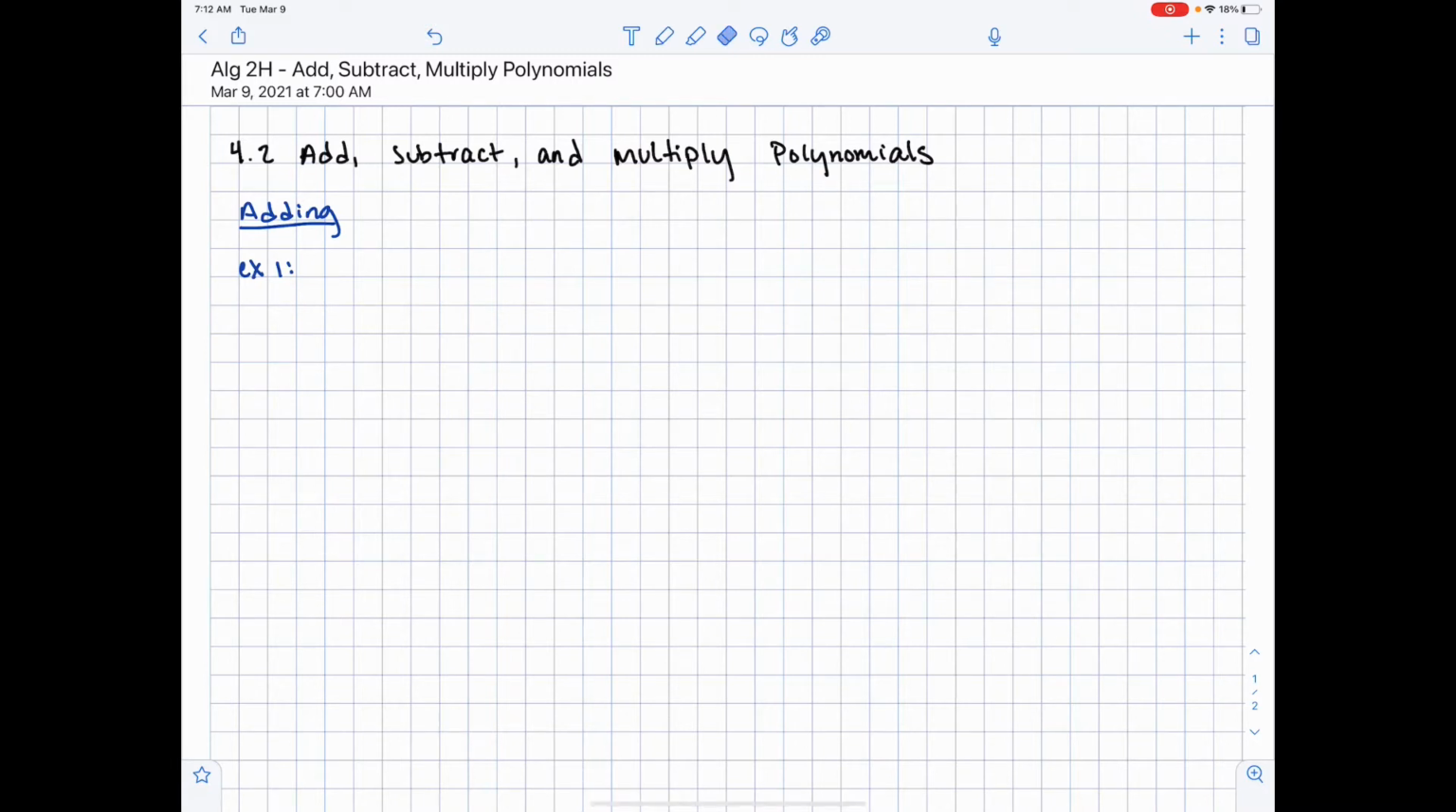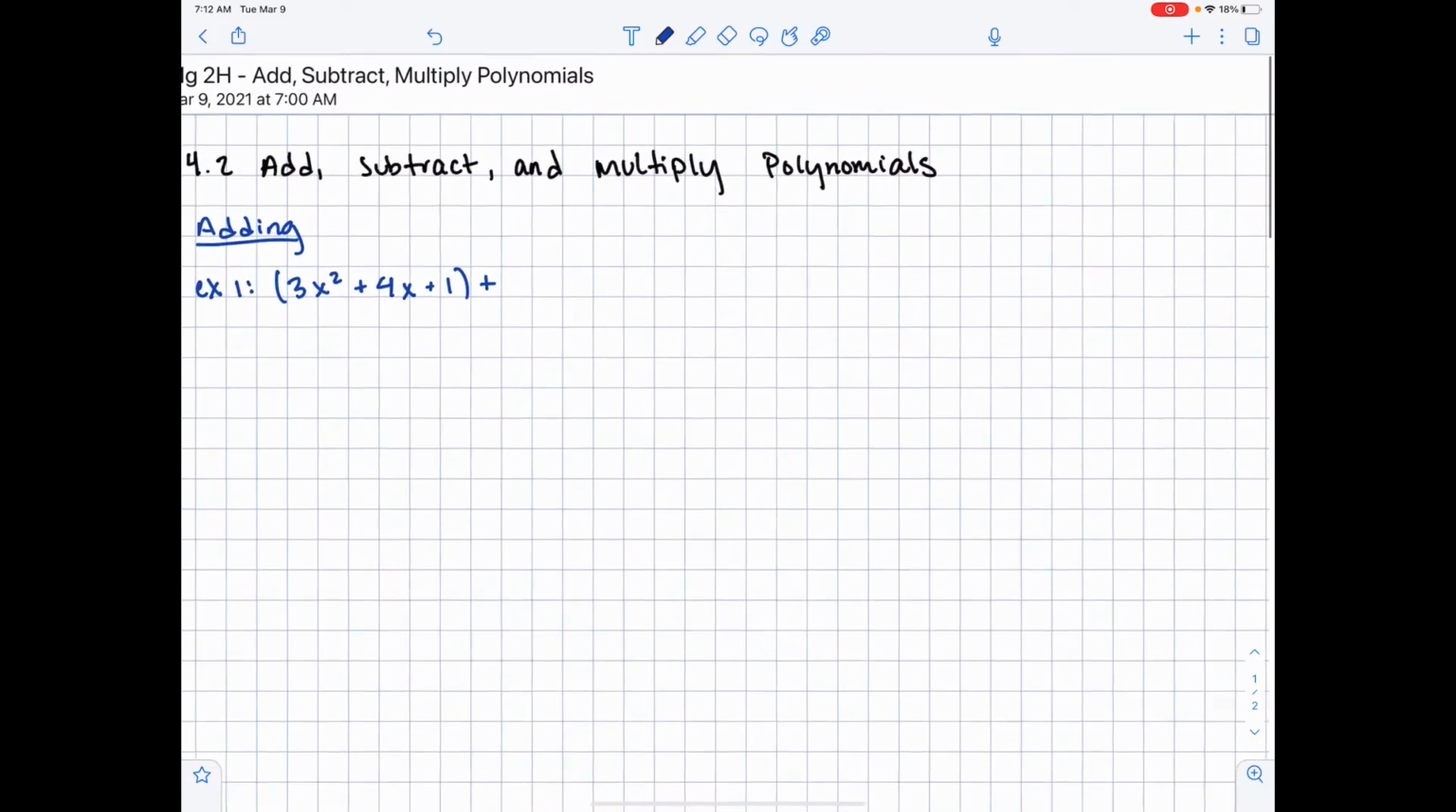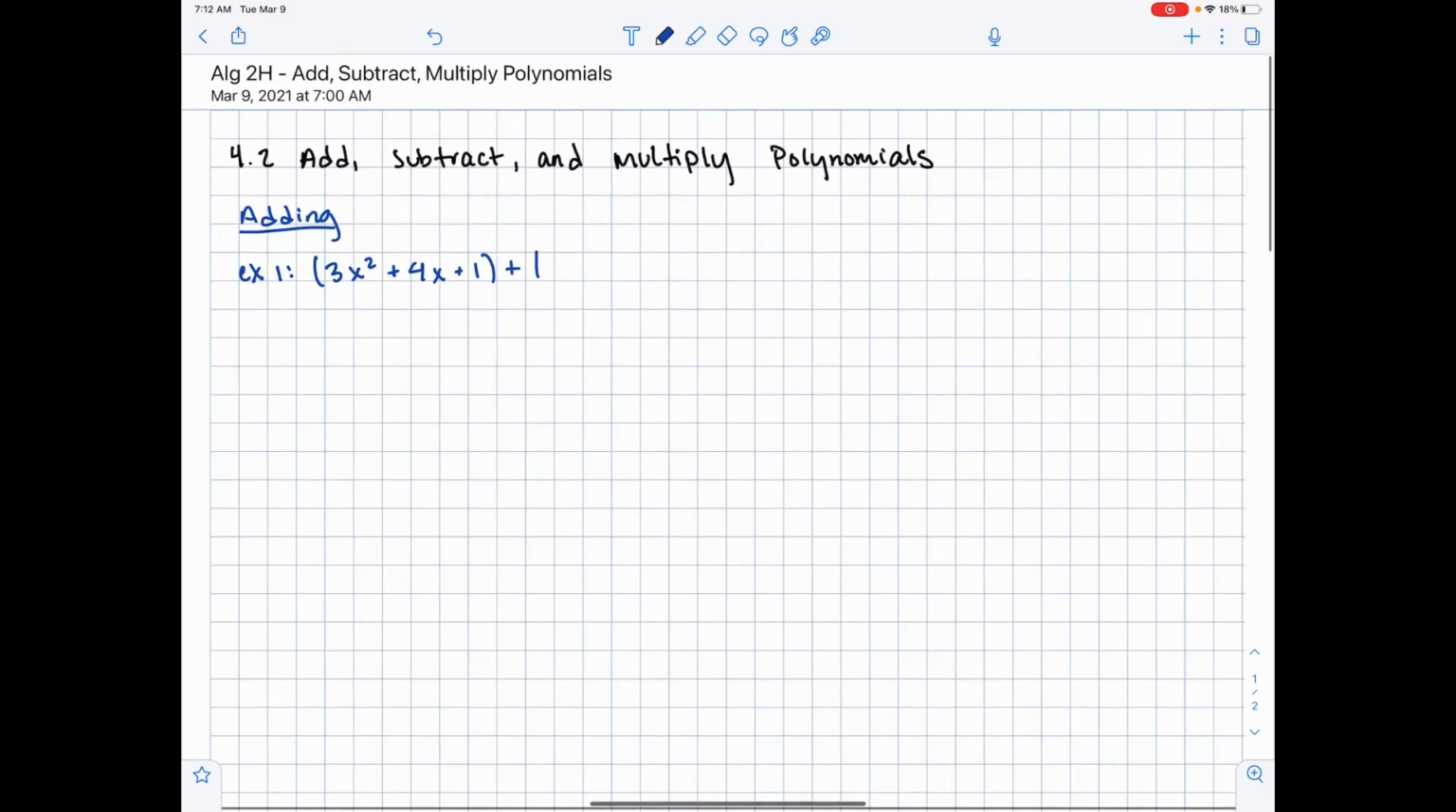Some key things to remember about adding polynomials is that you only want to add your like terms. So plus, oopsies, sorry about that, negative 2x squared minus 3x plus 2. When you're adding polynomials, it's pretty straightforward. We don't actually need those parentheses there, so we're just going to add up our like terms here.